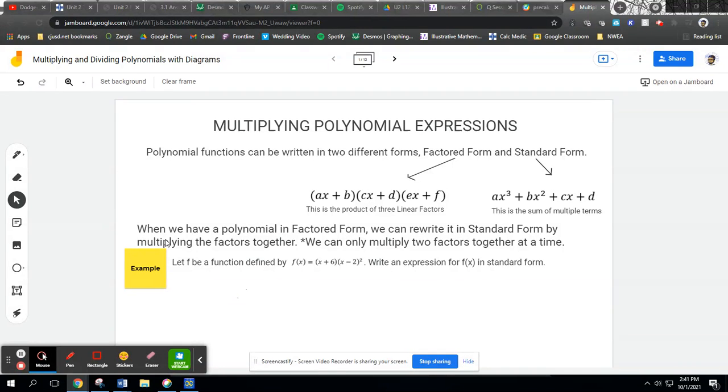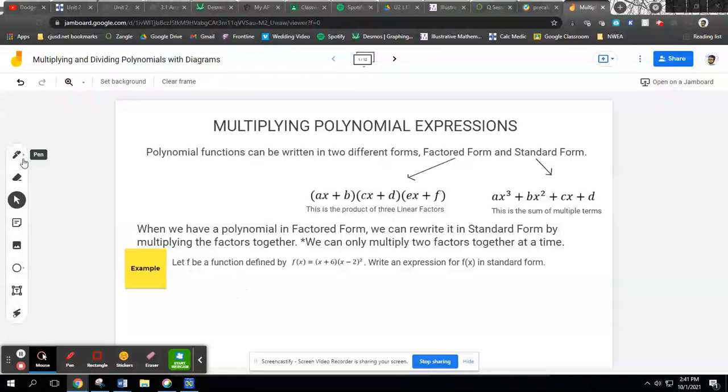How's it going? This video is meant to help you out with this Jamboard that we're starting today. Our next unit is going to be about polynomial functions and rational functions. So I'm going to show you some stuff that is a bit of review. That way we can be prepared as we start our unit.